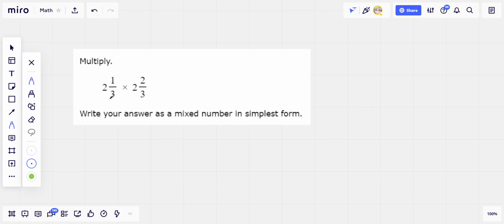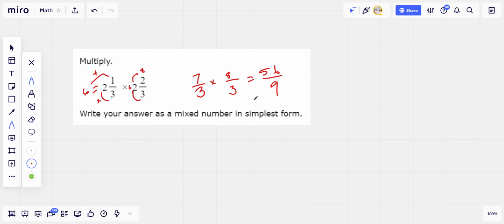So first let's convert. 3 times 2 is 6. And we add that. 6 plus 1 is 7, so that's 7/3. And we'll do the same thing here. 3 times 2 is 6 again. And then we add that. 6 plus 2 is 8. So we get 8/3. So this is 7/3 times 8/3. On the top, 7 times 8 is 56. And on the bottom, 3 times 3 is 9.